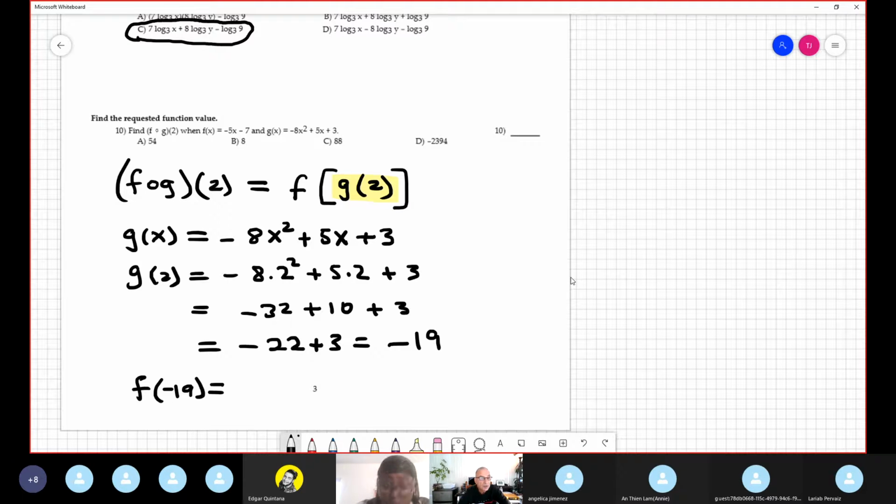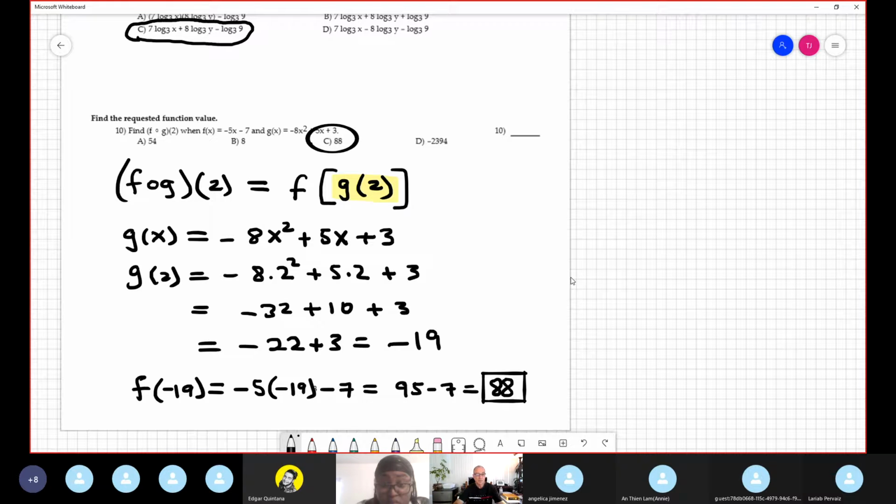Who is F? Well, F is negative 5 times negative 19 minus 7. Be careful with the sign. Wow, a lot of negatives. Okay, multiplication. Negative 19 times negative 5 is 95, positive. And 95 minus 7 is 88. And this is the answer. 88. Boom, boom, boom. Select option C.